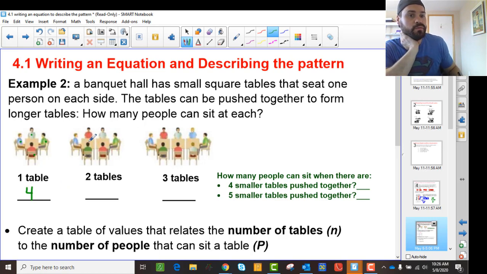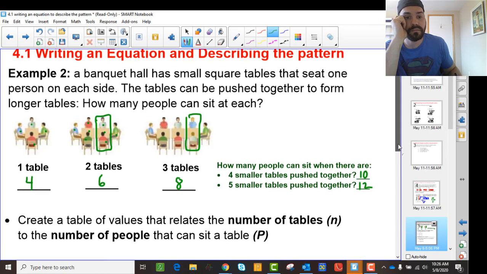And then when you pull two tables together, now you have 1, 2, 3, 4, 5, 6. So essentially what we've done is we've added these 2 people. All right, you notice? So we've added 2 people. We have 6 now. If we add a third table, we've added 2 more people. Okay? So now we have 8. So if we push 4 tables together, then we would add 2 more. We'd have 10. And then 5 tables, we would expect that we would have 12.